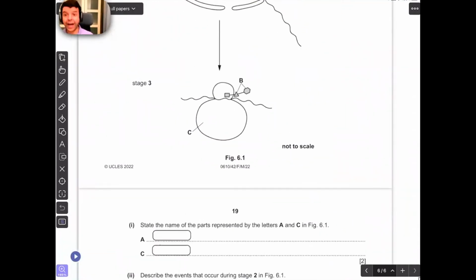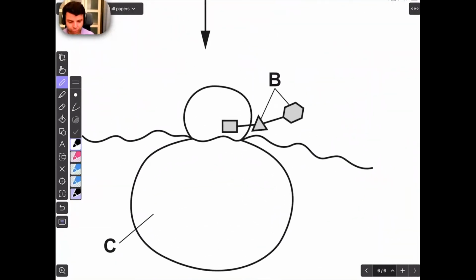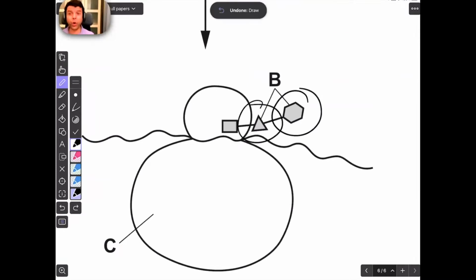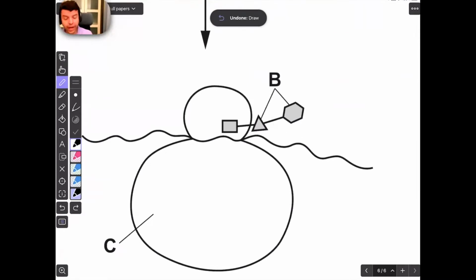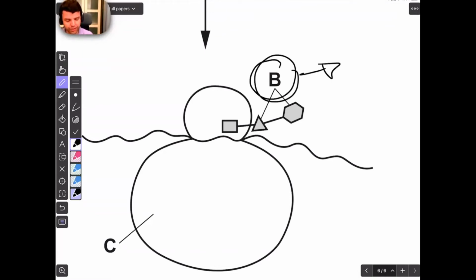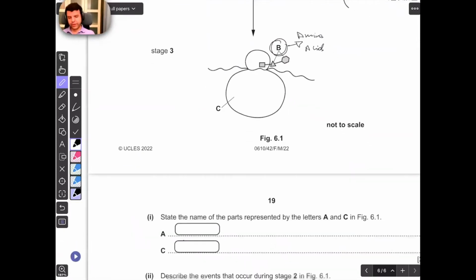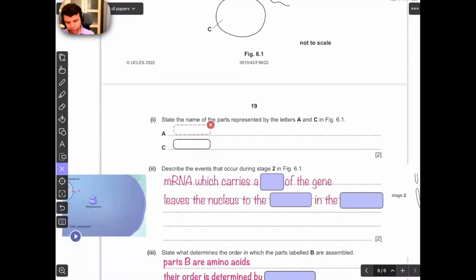All right, yeah. So they're going to ask me later on about those things. You know what we call those building blocks assembled on the ribosome? Those would be the amino acids, right? How do I know? Because they showed me a ribosome and they showed me a chain. So those must be the amino acids. So again, part A, we called it a gene, and part C, we called it a ribosome.